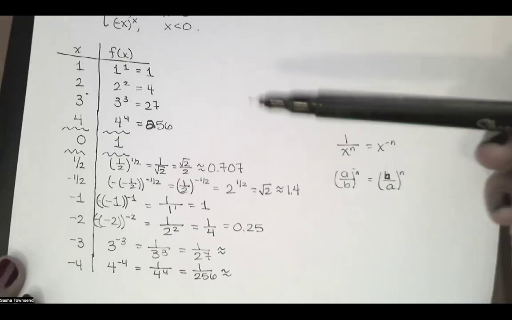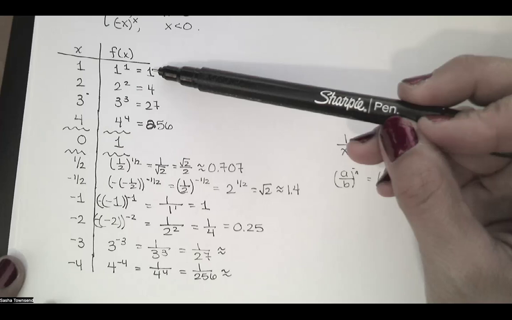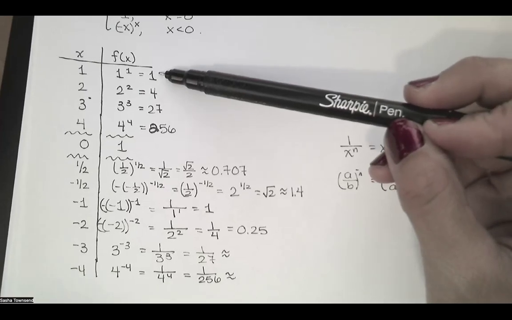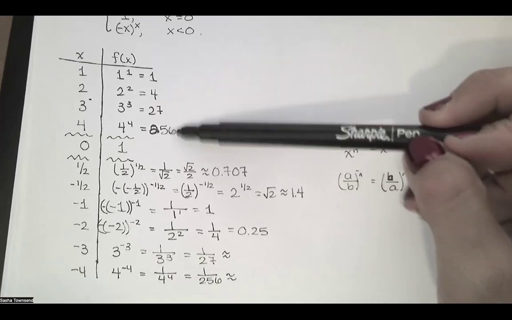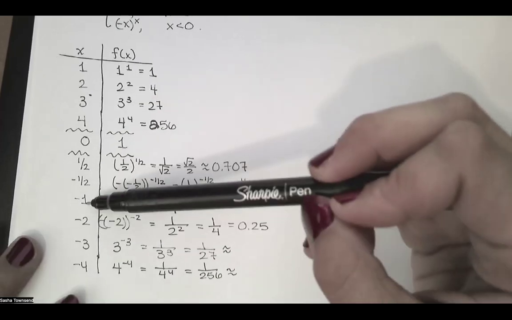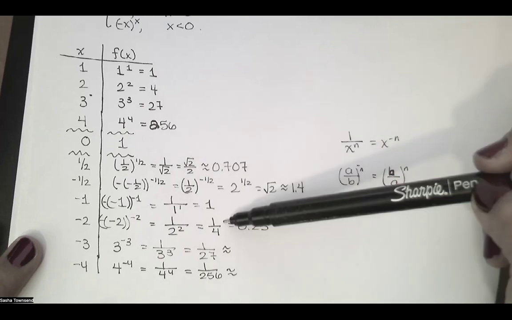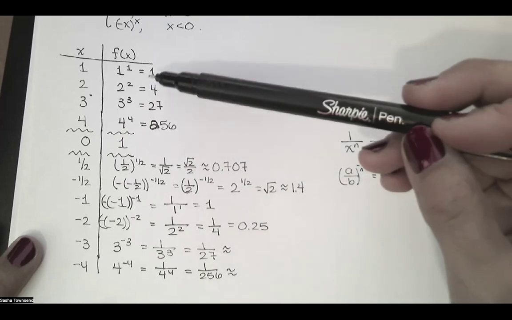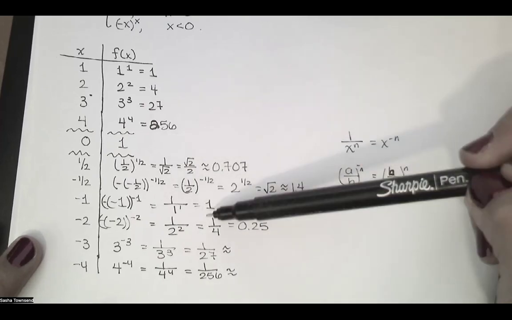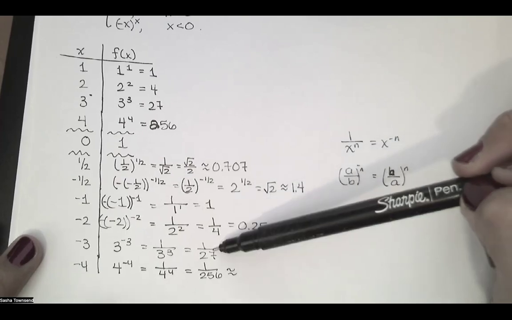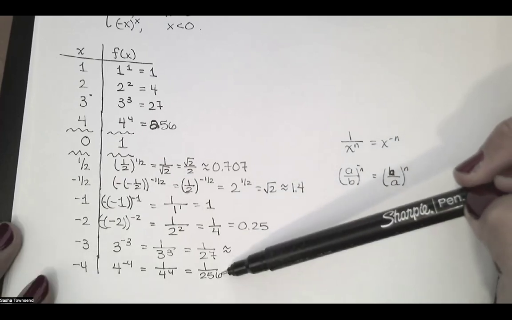But we can see just from filling out this table that when our x values are positive, we get these numbers that are relatively large. And when we look at the same x values but negative, we end up with these numbers in the denominator and 1s in the numerator. So instead of 1, 4, 27, and 256, we get 1 divided by 1, 1 divided by 4, 1 divided by 27, 1 divided by 256.